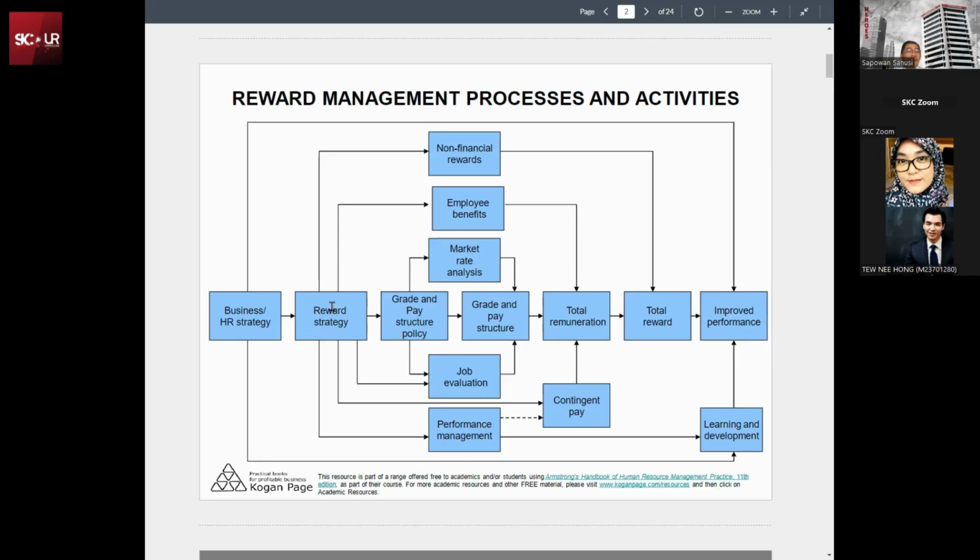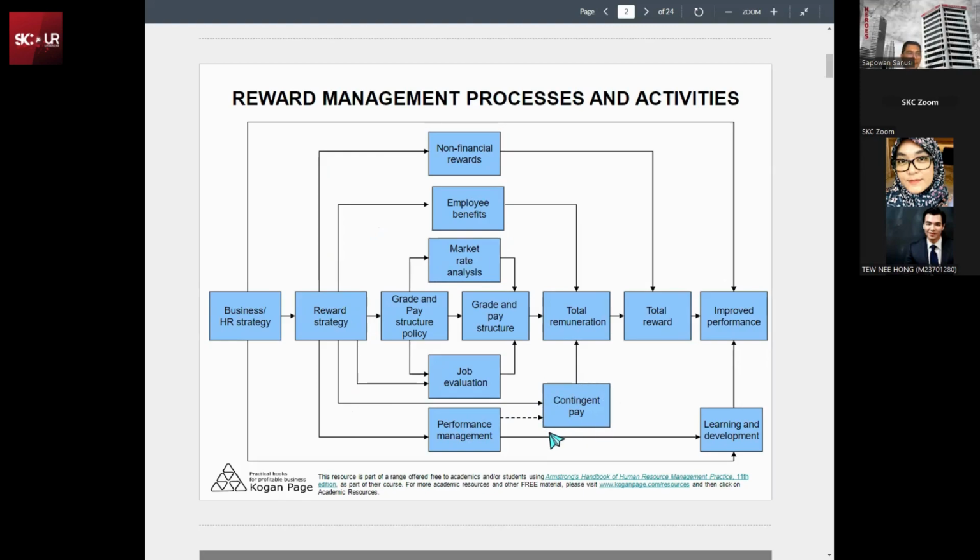And after that, we pull up a system, a strategy on reward. You look back in your non-financial reward, and also employee benefits, and also your strategy is to get the good performance management, and also put yourself to be looking on the contingency pay.